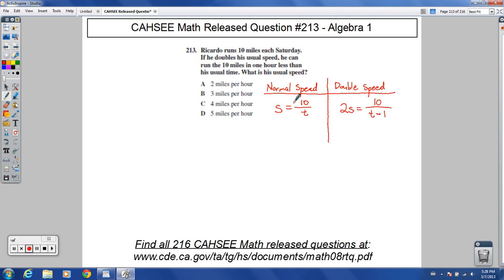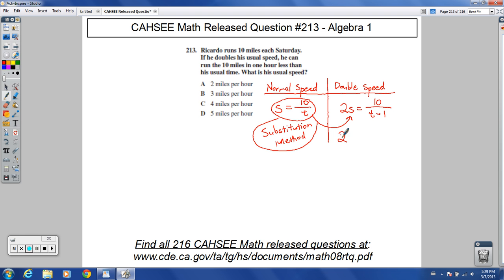From here, I think the easiest way to do this problem is to take your s equals 10 over t, and plug that in for s right here. This goes back to number 206 that we did a little earlier. That was the substitution method. So we're going to use the substitution method here. That's what I'm seeing as the easiest way to do this, especially if you didn't have these answer choices. We would have to fall back on this. So substitution method, we're going to plug that in for s.